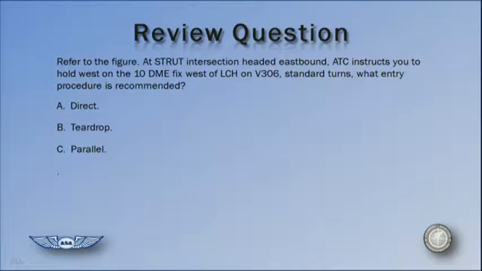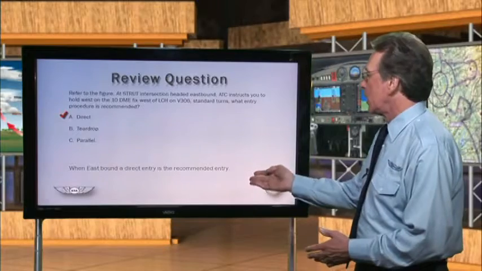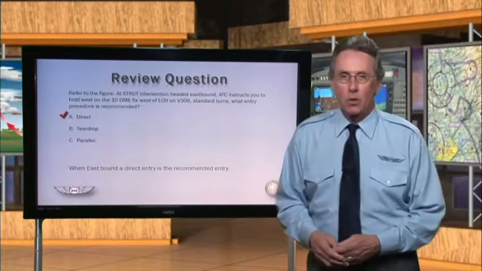So we go back to our question, which is the correct answer? A. When eastbound, a direct entry is the recommended entry.